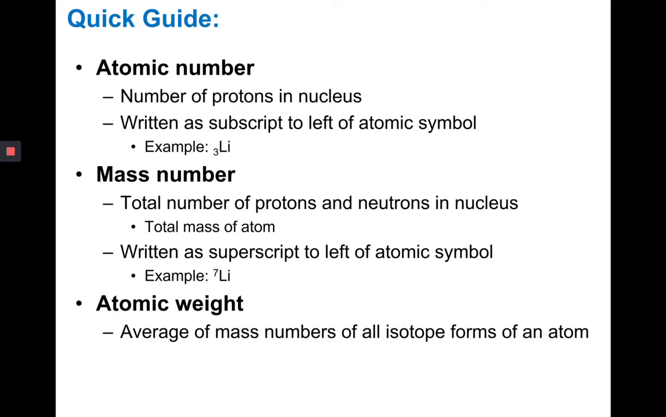Atomic number is just the number of protons. Mass number is going to be equal to protons plus neutrons. Those are subatomic particles located in the nucleus of an atom, and we're going to talk more about them. And then atomic weight is just the average of mass numbers of all isotope forms of an atom, and we're going to learn what isotopes are. So this is a quick guide that I recommend you come back to once we've gone through the rest of this PowerPoint, because this, again, is a quick guide, so not all the information is being provided to you here.